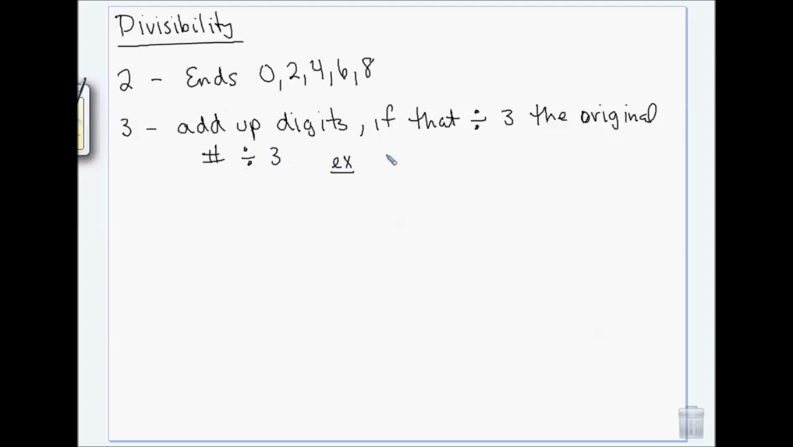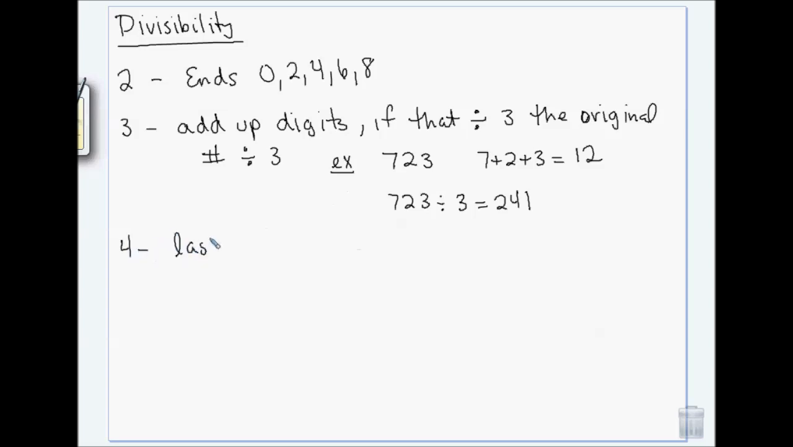So, for example, if I have 723, okay, 7 plus 2 plus 3 is 12. 12 divides by 3 evenly. So 723 will divide by 3 evenly, and it's 241. Oops. Okay, so it's just a way to quickly tell if a number will divide by 3 or not.